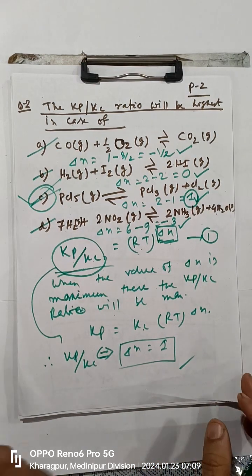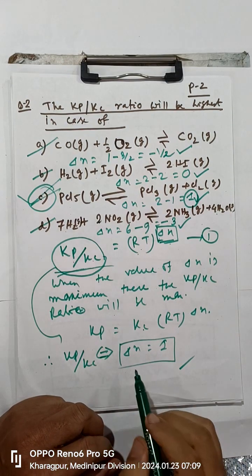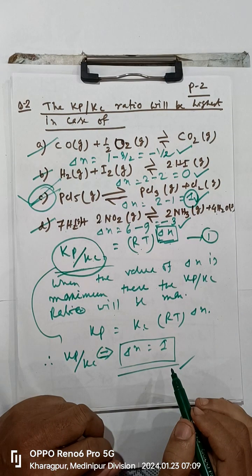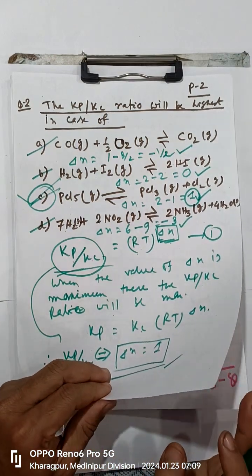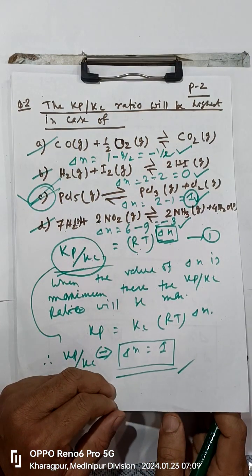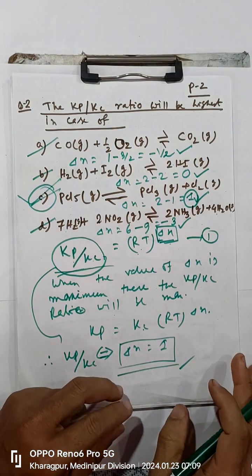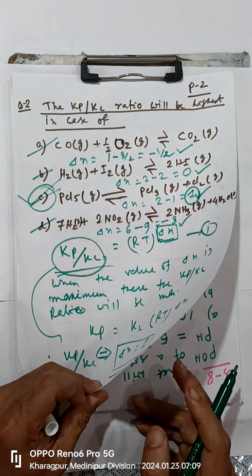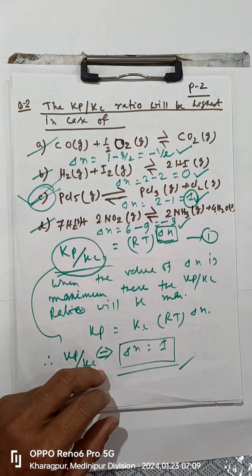So I think it is also clear for all of you. I am again repeating, delta n is a very important factor to explain the different questions of this chapter. If delta n is positive, then Kp is greater than Kc. If delta n is negative, then Kp is less than Kc, and if it is equal to 0, then Kp is equal to Kc. Now we are moving to question number 3.